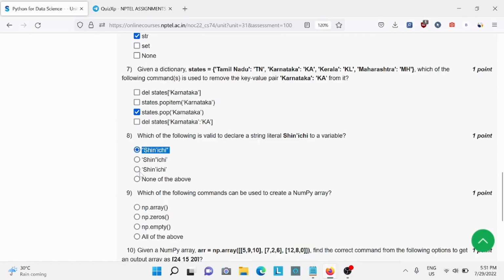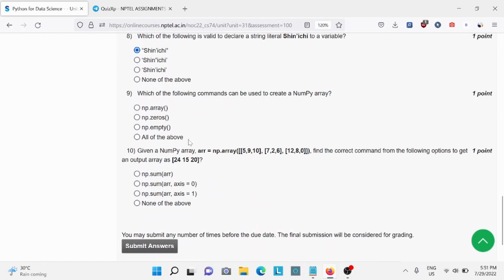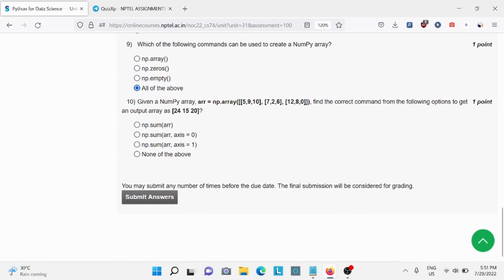Now moving forward, question number 9. For this, D is the right answer. Question number 10. For this, C is the right answer.